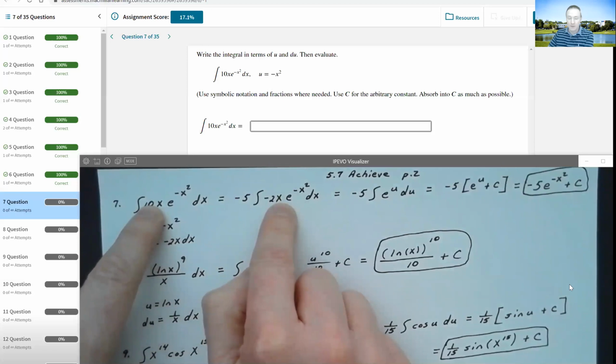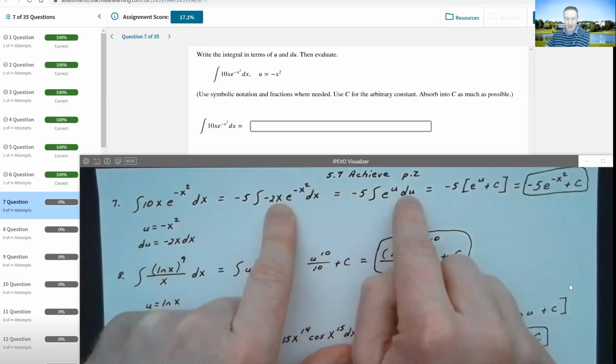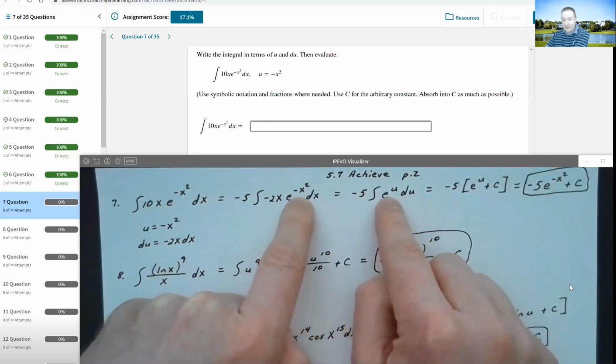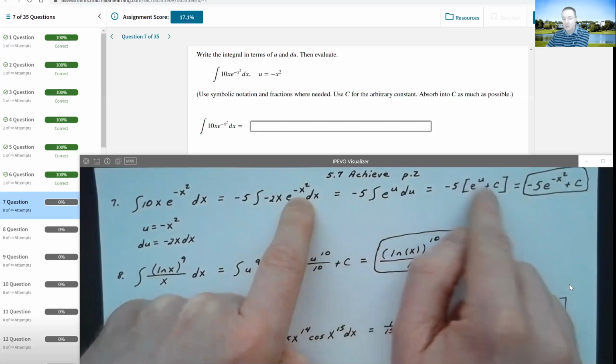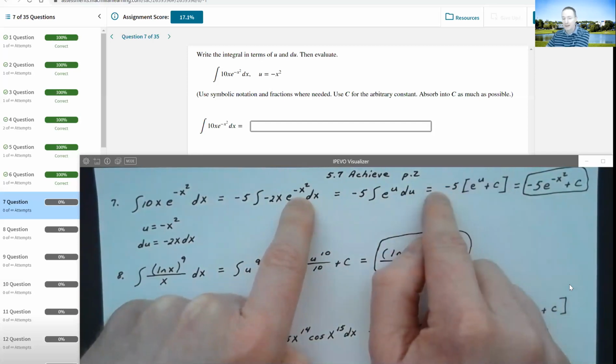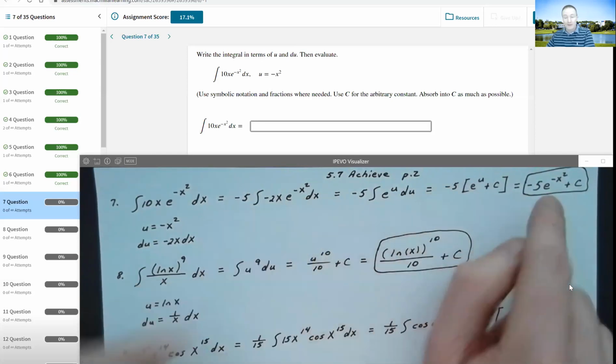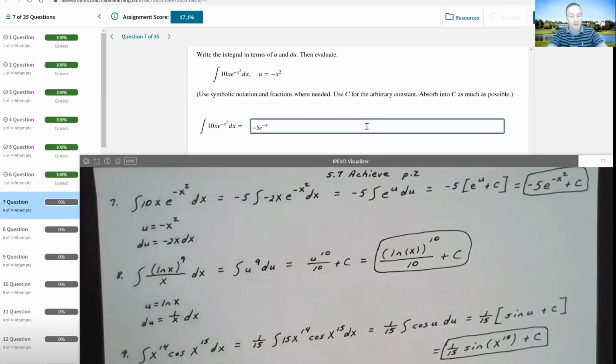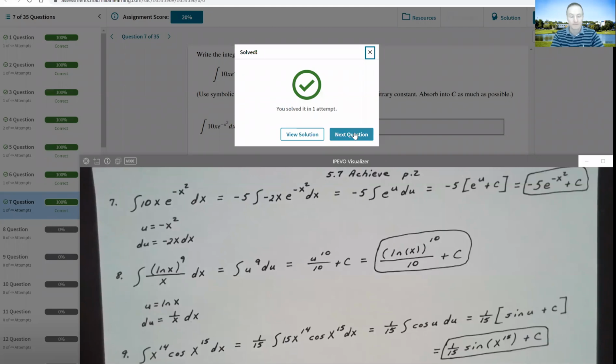Now I carry out the substitution. The negative 2x dx becomes du. My e to the negative x squared becomes e to the u. And then I know that the integral of e to the u is just e to the u plus the constant of integration. I have my -5 multiplied out front. My final answer: -5 e to the negative x squared plus that glorious constant of integration, plus c. Should be the final answer there. We'll check that one. And it is.